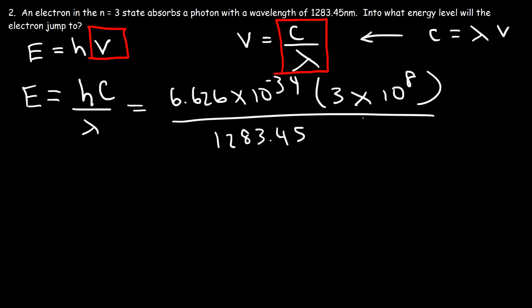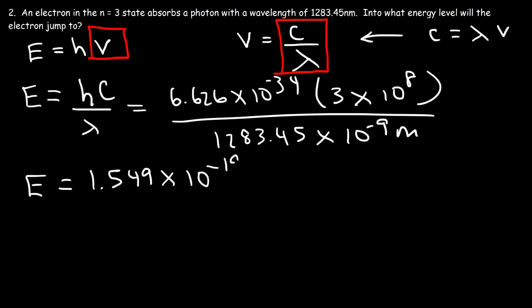Now we need to convert nanometers to meters. So just replace nm with 10 to the minus 9 meters. And this will give you the energy of the photon. So the energy of the photon is 1.549 times 10 to the negative 19 joules.